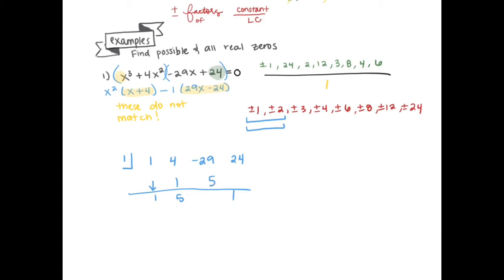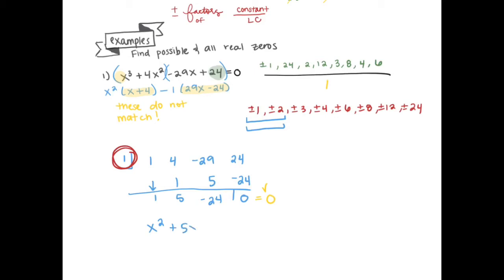Then I'm going to go through all of this synthetic piece. When I do that, I'm going to get a remainder of 0. When you get a remainder of 0, that tells you it's a root, because it divides in evenly. They mean the same thing.